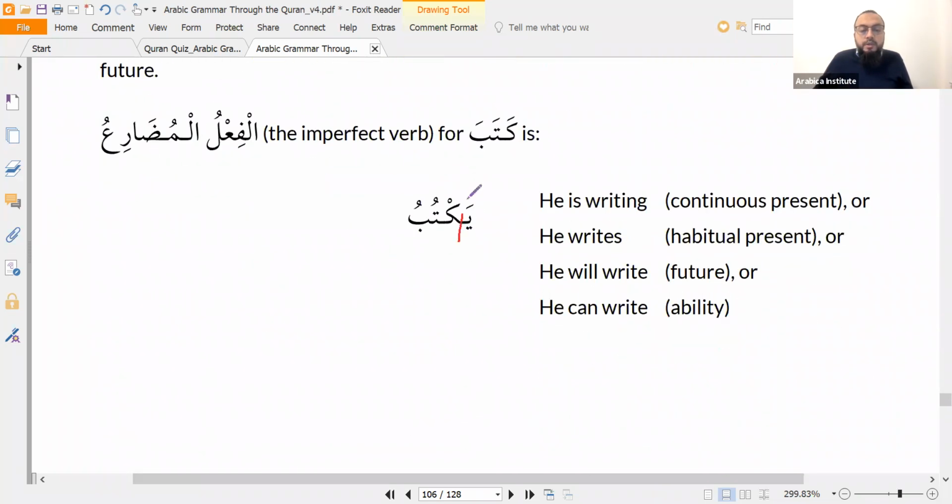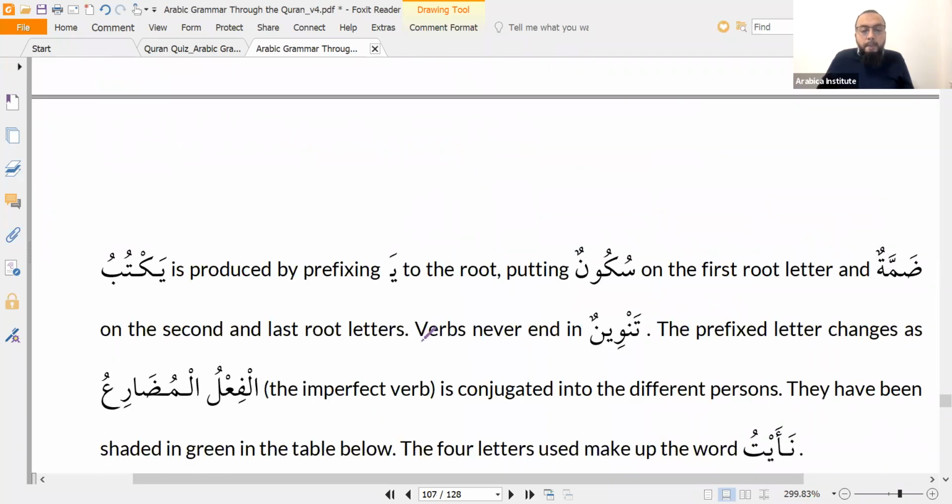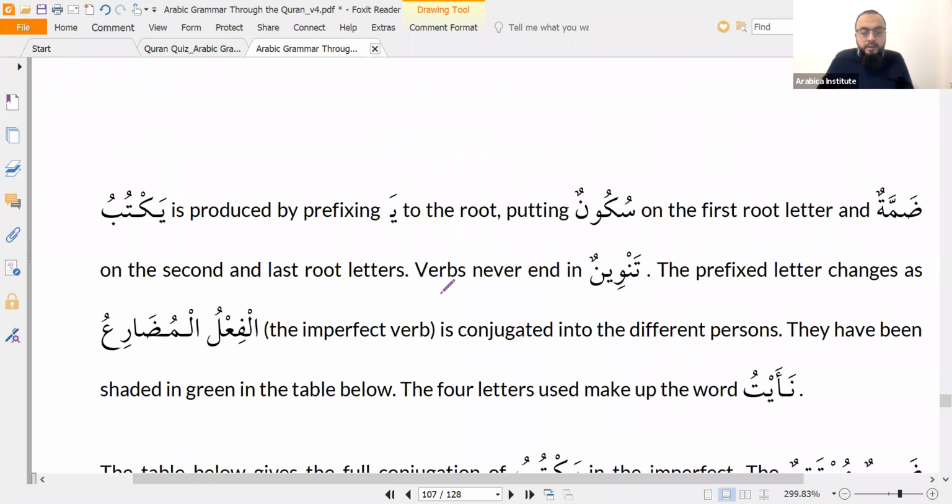So how do we do this? We start off with the simple third person, yaktubu. As you can see, there are actually more options in terms of translation. He is writing, continuous present. He writes, habitual. He will write, future. He can write, ability. So this has a lot of potential in terms of how you translate it. Just that yaktubu, you don't need anything else to produce these four meanings. This just explains how to produce that.